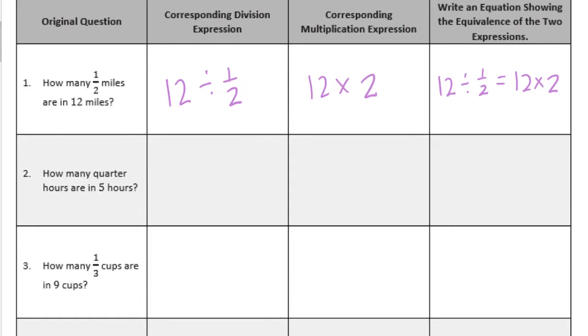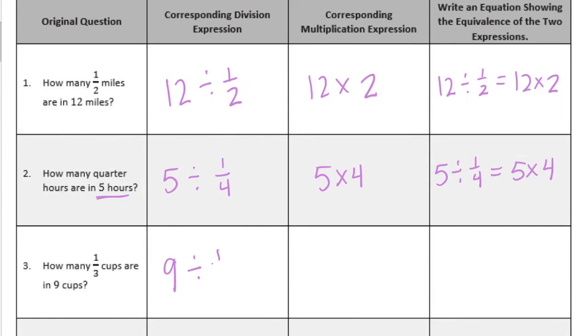So then the next one, how many quarter hours are in 5 hours? So we're taking the 5 hours. We want to know how many quarter hours, 1/4 hours. And if we wanted to know the answer to that, we could just do 5 times 4. So the answer would be 20. 5 divided by 1/4 is equal to 5 times 4. Number 3, how many third cups are in 9 cups? So we would have 9 divided by 1/3. That would be equal to 9 times 3. And 9 divided by 1/3, not 1/2, 1/3, is equal to 9 times 3.